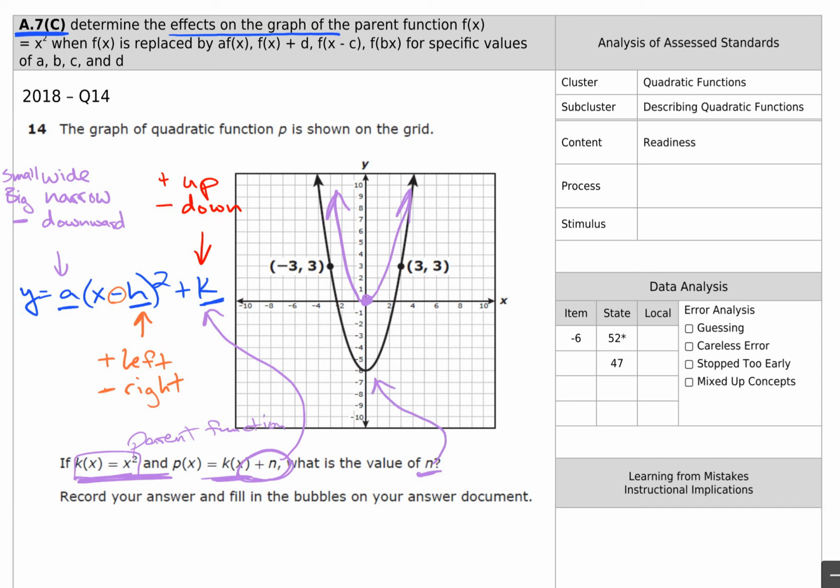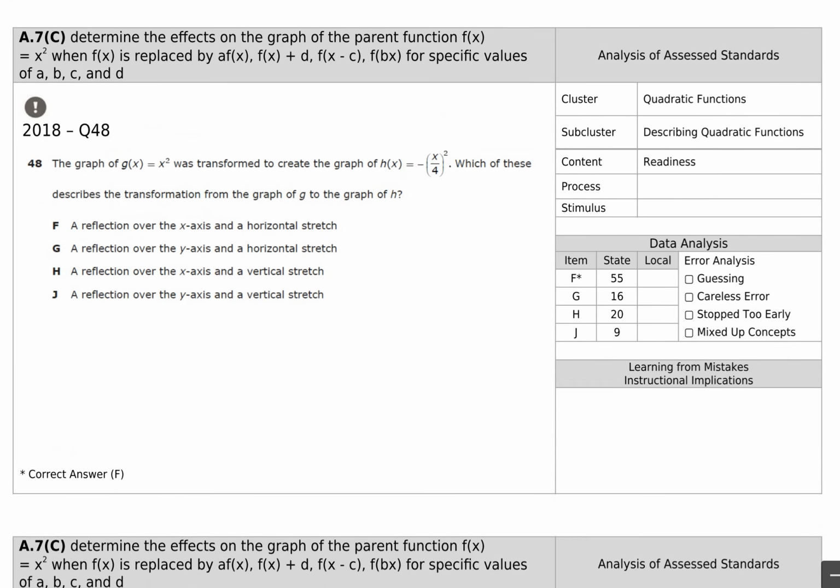Well, we're looking. What happened? The parent function shifted downward. It didn't shift left and it didn't shift right, so it shifted down. So it moved in this direction. And how far down did it go? To -6. So what would the n have to have been? -6. That's the answer for number 14. All right, let's move to the next one.